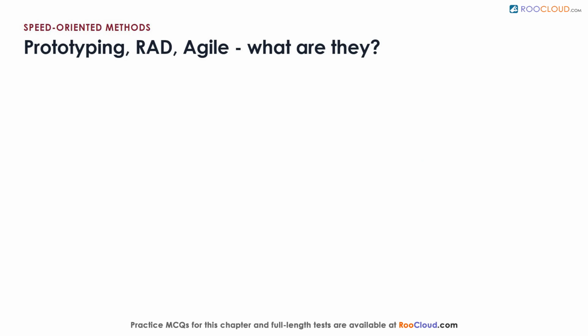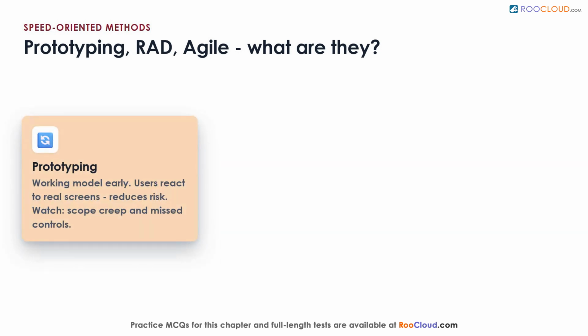Let's start with development methods. What is prototyping? It's quickly building a working model to test ideas. Users react to real screens early, which reduces risk. But watch the downsides. There's pressure to ship an unfinished prototype. Extra features creep in beyond the original requirements. And controls like backup, security, and audit trails get missed. Change control also gets messy and undocumented.